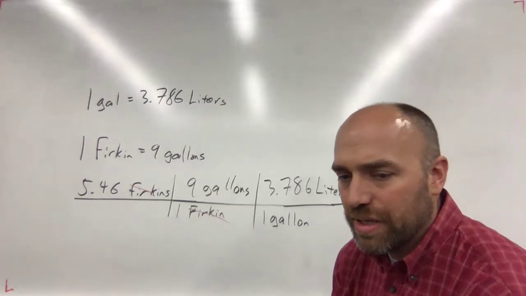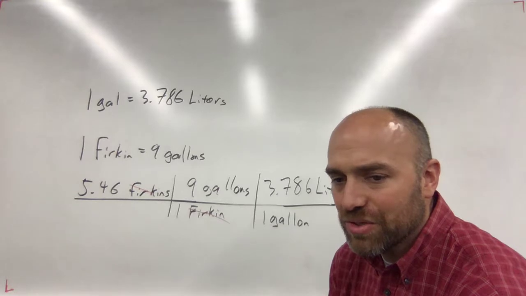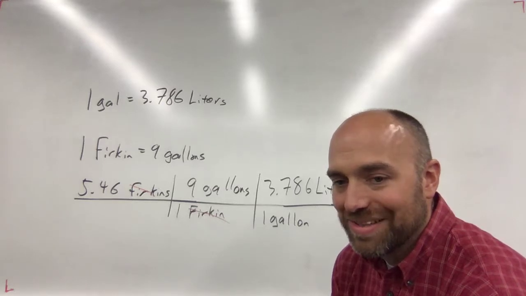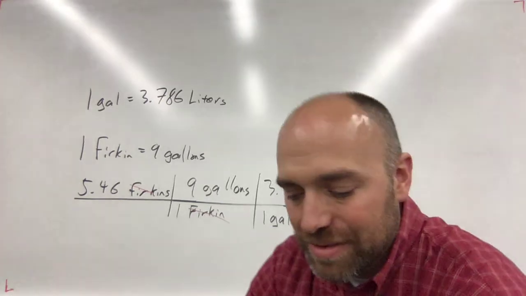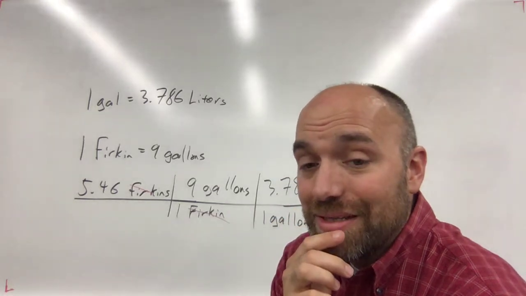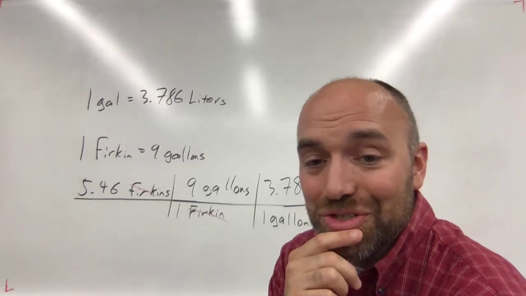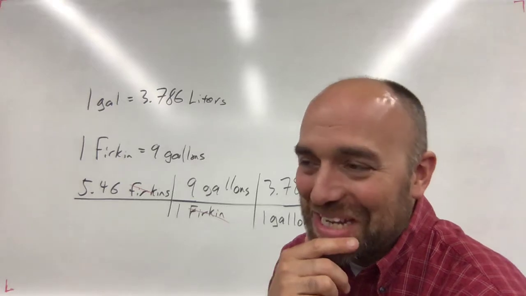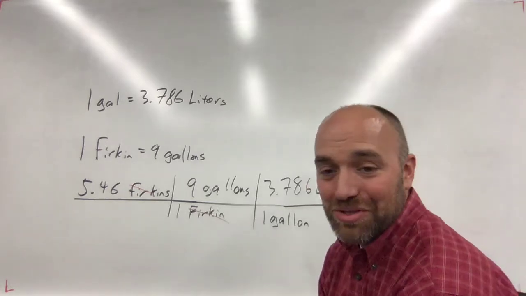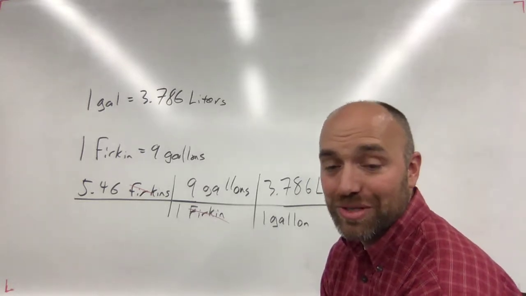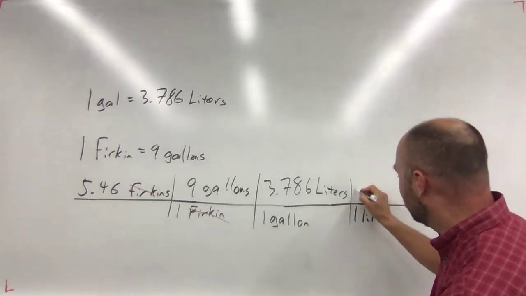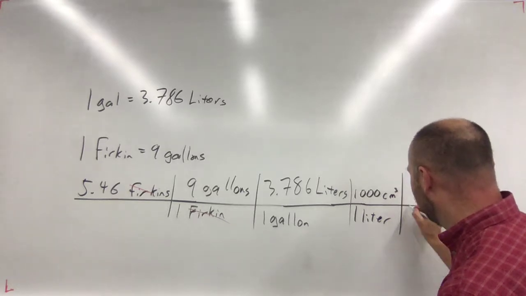Chelsea, look on the equation sheet. Is liters to cubic meters on there? I don't see it. Well, it says there's liters to cubic centimeters. Okay, well, we can go this way, Sarah. Mine added milliliters in, which would take longer. So we'll go from liters to cubic centimeters. How many cubic centimeters are in a liter? 1 liter is 1,000 cubic centimeters.